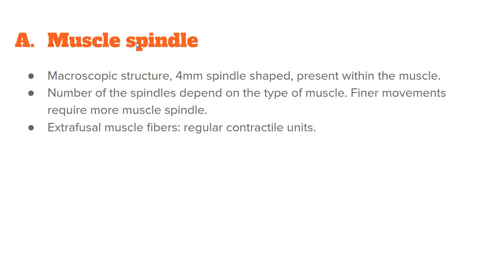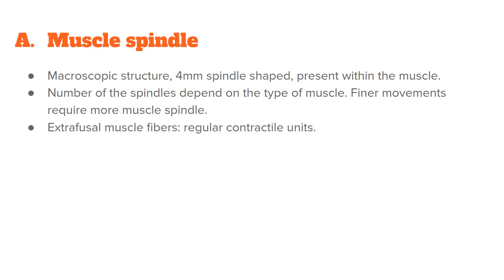Now, what is a muscle spindle? What is the structure? It is a macroscopic structure, 4 mm, spindle shaped as the name says, present within the muscle. They lie parallel to the extrafusal muscle fibers, and the number depends on the action of that specific area. For example, our hand, which is responsible for finer motor, the number of spindles will be more, about 150 per 5 gram. Whereas muscles which have a gross action, not finer motor, have just 5 muscle spindles per 5 gram. That is the difference. For finer motor, you have more muscle spindles.